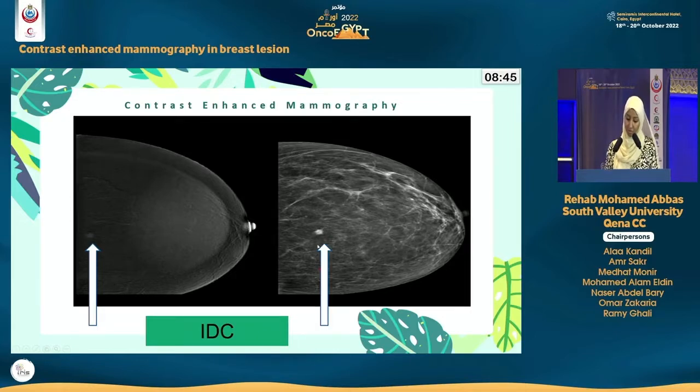الليجن نفسه، لو جينا بصينا عليه هنلاقي إن المارجنز نفسها بتاعته فيها سبيكيوليشن شوية. لما جت عملت الكونتراست إنهانسد ماموجرافي هنلاقي إن في focal enhancing lesion، والمارجنز بتاعتها برضو زي ما قلنا إن شكلها مش smooth، ودي لما أخدت بايوبسي طلعت IDC.